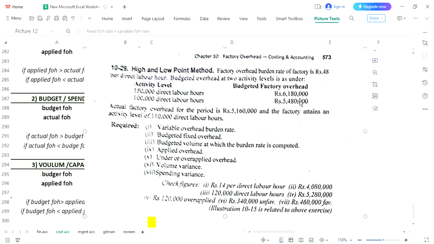You have your budget 61. For 1 lakh direct labor hours, you have budget expense as 54. That means if you are working for 150,000 hours, your total expense is 61. And when you are working fewer hours, that means 1 lakh, your expense has become 54. That means it decreased. So from here, what conclusion will you make? That due to change in labor hours, your expense is going to change.